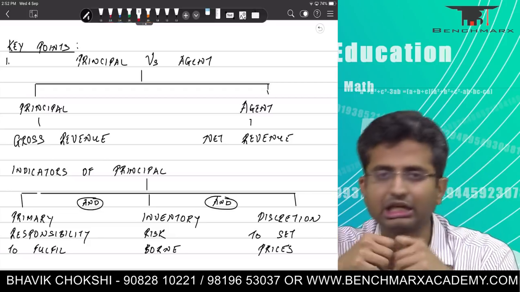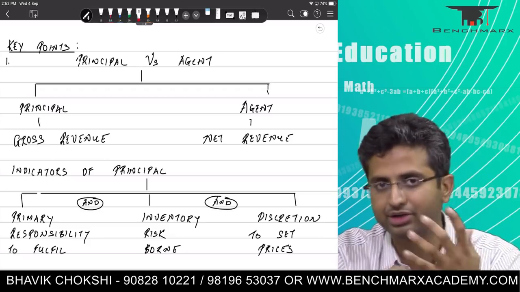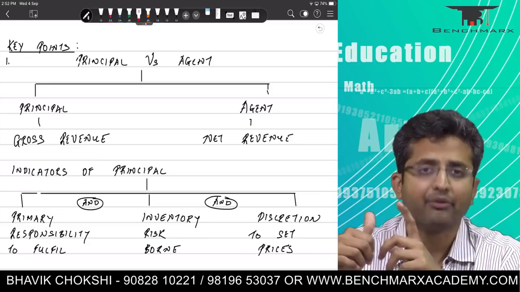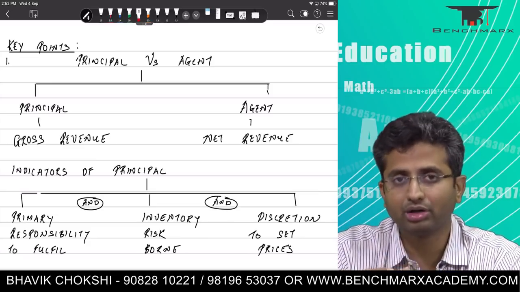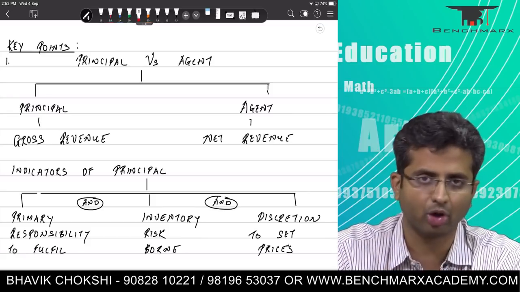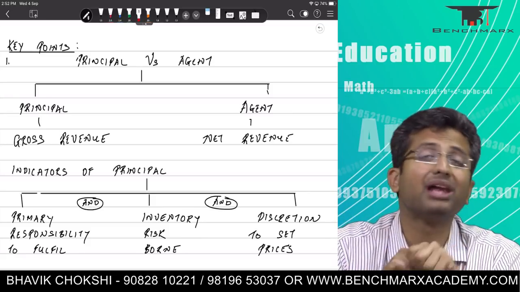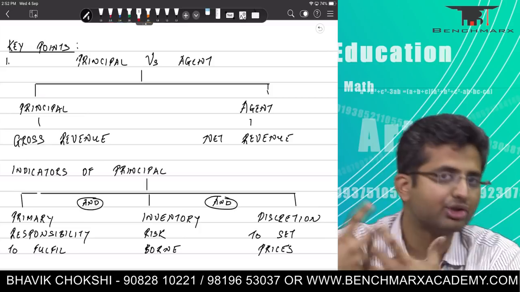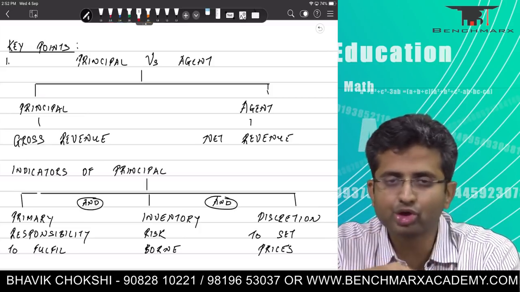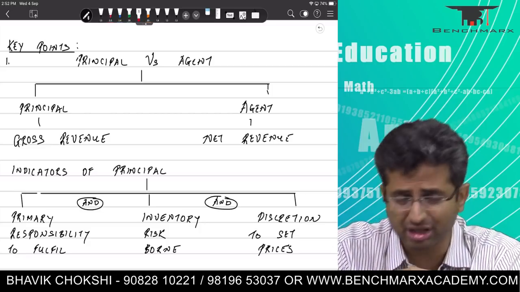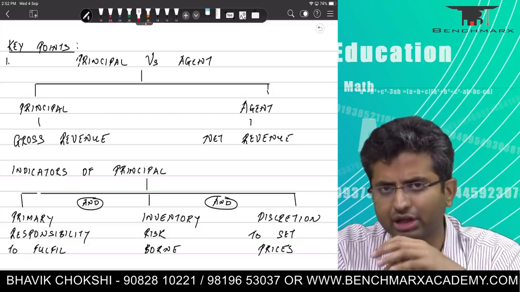Now what are the indicators that a particular entity is a principal? Three main indicators. First, the entity should be responsible to fulfill the service. So the book vendor is responsible for selling the book. Second, he should bear the inventory risk. So if he buys the books and people don't come and ultimately take the books from him, he's bearing the inventory risk. And third, he should have pricing discretion.